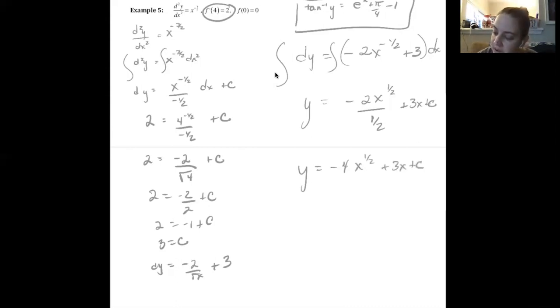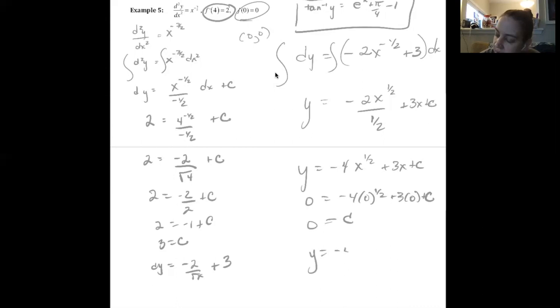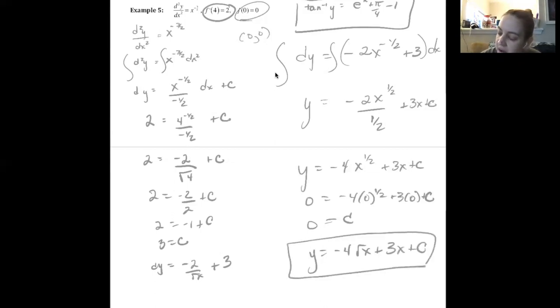I think they gave us another ordered pair up here. They did. They said (0, 0) for the original. So 0 is equal to negative 4 times 0 to the 1/2 plus 3 times 0 plus c. c is equal to 0. So y is equal to negative 4 square root of x plus 3x. Nope, not plus c. We just said c was 0. It's a Monday. All right, there we go.